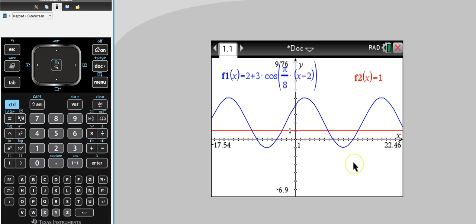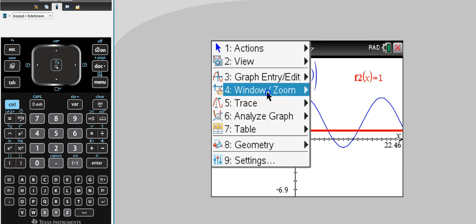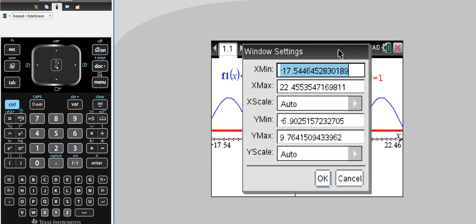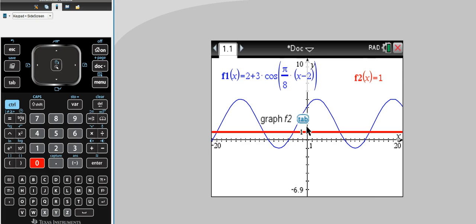I forgot to mention that before I started checking my solutions, I changed the window settings on my graph. First, I changed my y max so that I could see the top of the graph. Secondly, I changed my x values from negative 20 to 20. In your window settings, I put those in as my x minimum and x maximum values. My original y max was about positive 6.7, so I made it 10 so I could see the top of the graph better. Those are things you want to do first before you do the checking.